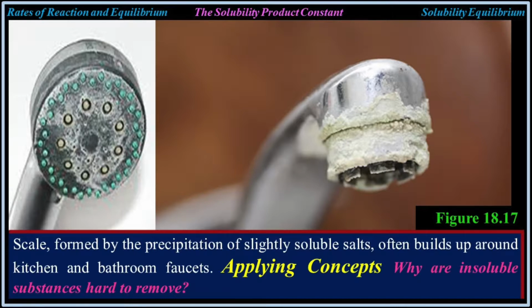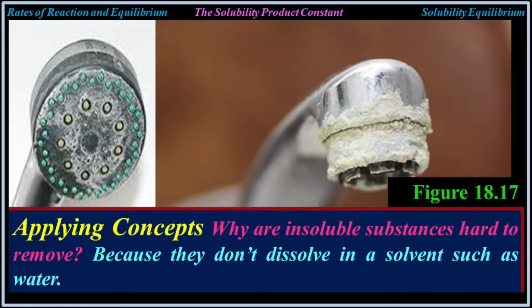Scale, formed by the precipitation of slightly soluble salts, often builds up around kitchen and bathroom faucets. Applying concepts. Why are insoluble substances hard to remove? Because they don't dissolve in a solvent, such as water.